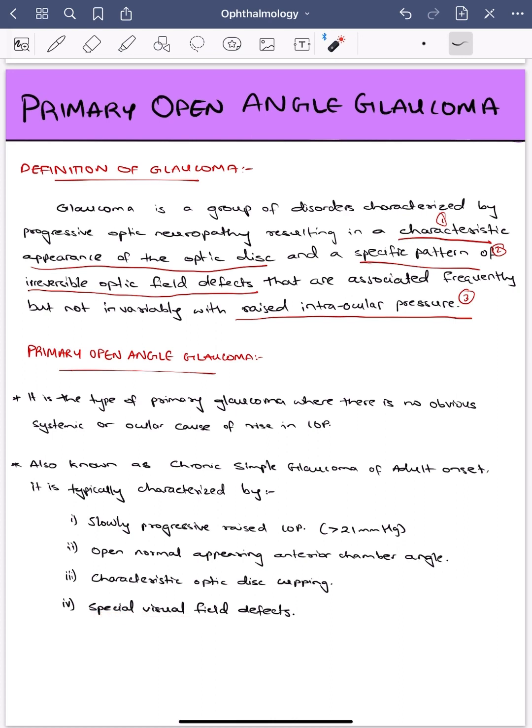Okay, so the four important characteristics of primary open-angle glaucoma are a slow progressive rise in intraocular pressure, open normal appearing anterior chamber angle, characteristic optic disc cupping, and special visual field defects. Okay, now if you want to justify the definition of glaucoma, we have the three important entities here: raised intraocular pressure, characteristic optic disc cupping, and visual field defects. So hence this satisfies the definition of glaucoma.